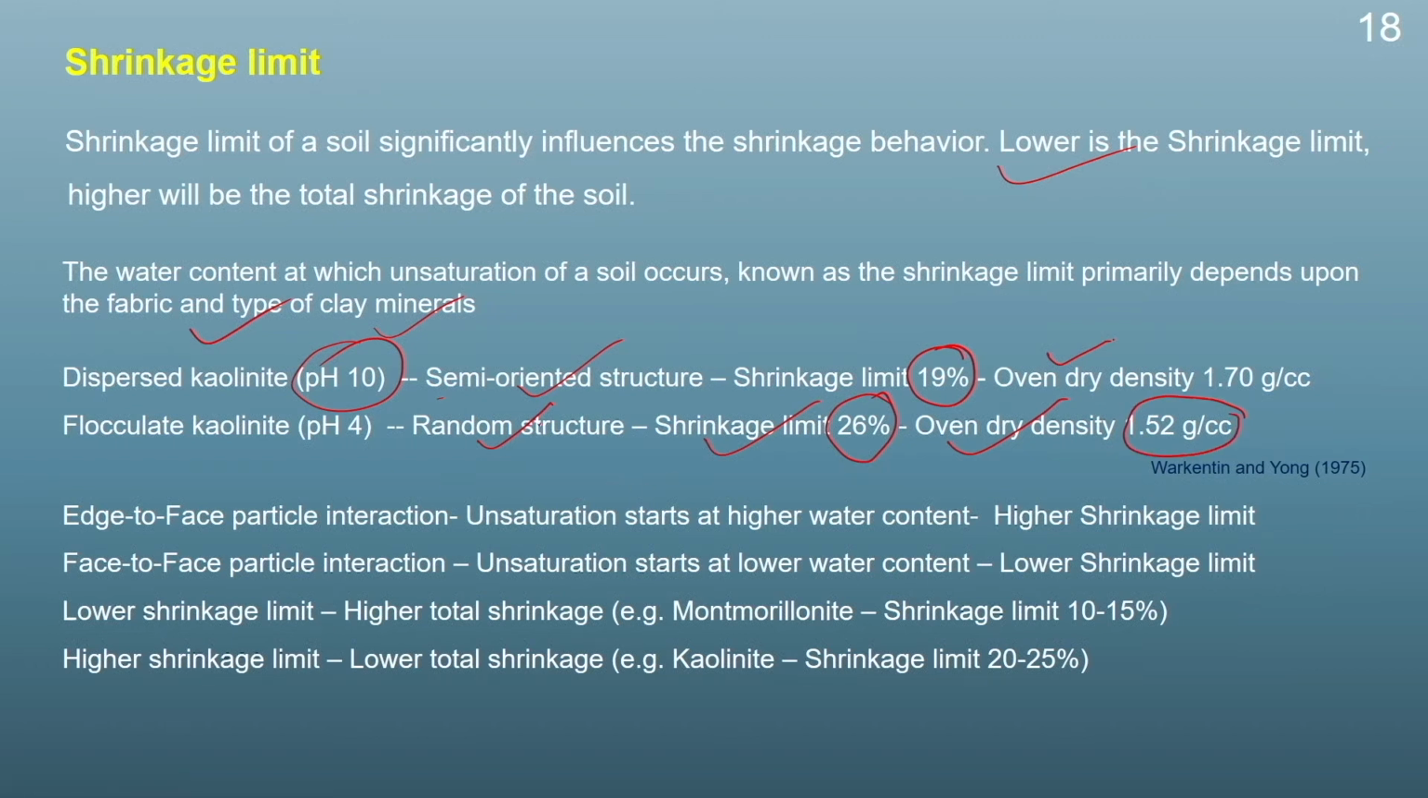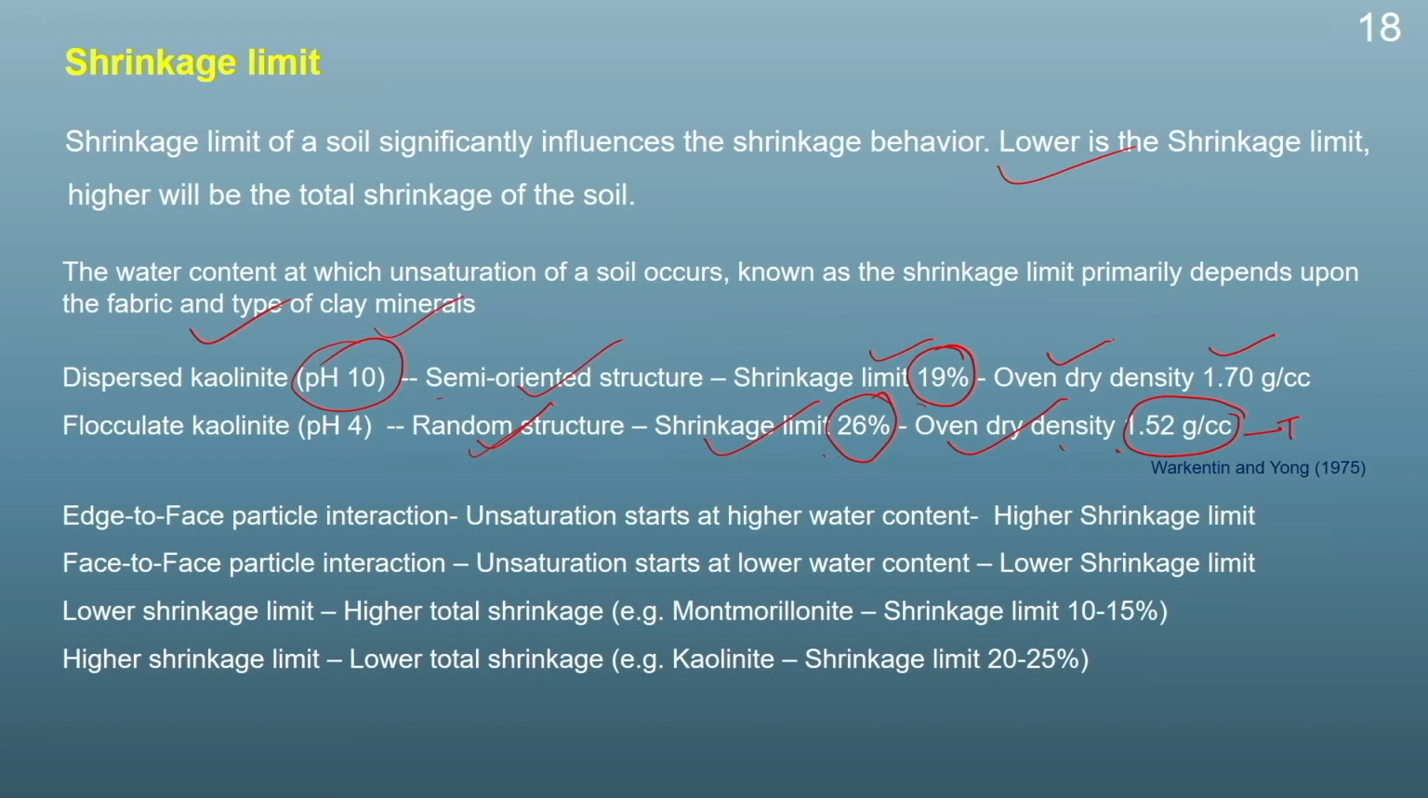So, if we compare these two, we can see if the particles have a semi-oriented structure, then the shrinkage limit will be less. The lower the shrinkage limit, the density will be very high, and if the density is very high, it will come to a very dense packing, and therefore, the shrinkage of this soil will be more. If we take the random structure or flocculated structure, the shrinkage limit will be 26%, and because the shrinkage limit is 26%, more amount of void space will be present between the particles. Therefore, the dry density will be less and the shrinkage of this soil will be less. The total shrinkage of this soil will be less.